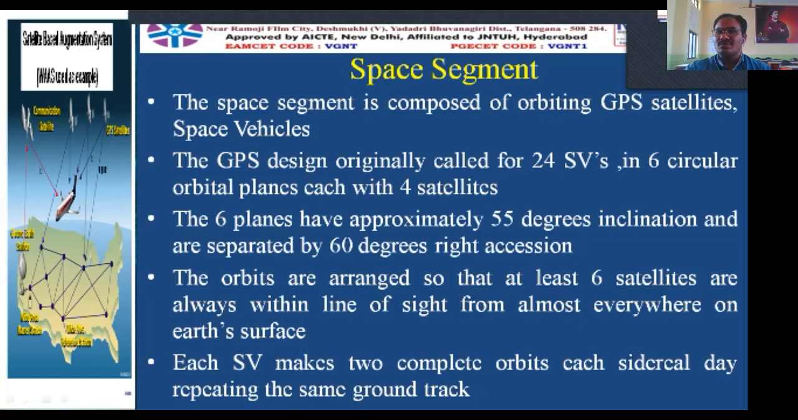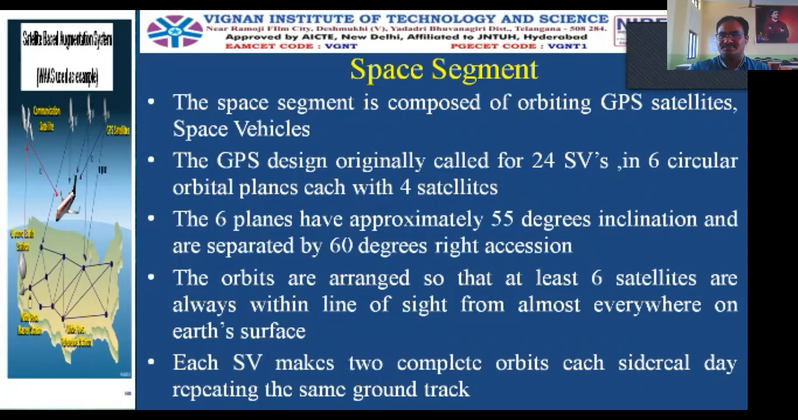So it was originally called for 24 space vehicles in 6 circular orbital planes, each with 4 satellites. This we already learned in our very beginning class, the second class I think. Now the 6 planes have approximately 55 degrees inclination and each plane is separated by 60 degrees right ascension. We already know this. So each orbit with respect to the equator is inclined at 55 degrees. In between each orbit there is a 60 degrees right ascension.